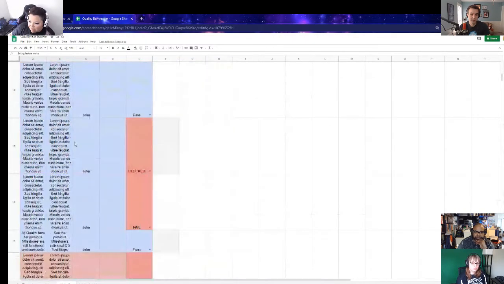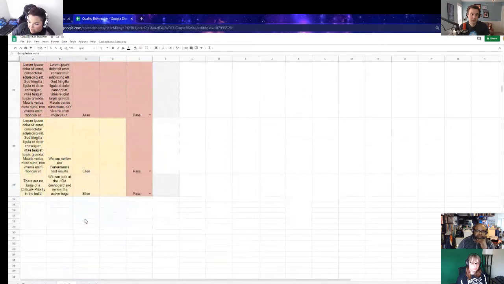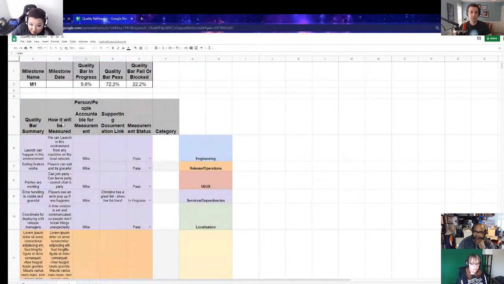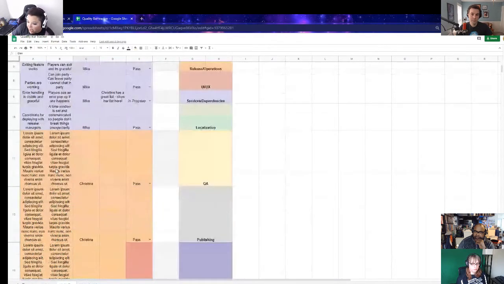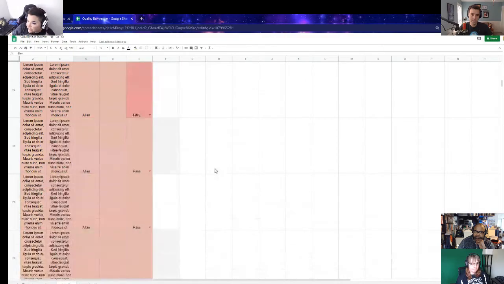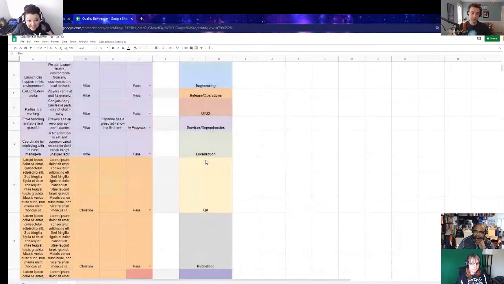Whereas we have lots of different folks who are doing other things, right? Like Ellen owns the fact that there are no bugs of a critical or higher priority. And this is how she's going to measure it. And we have someone else who's looking at the performance test results. Right. And so everything is color-coded, and this allows for people to put in what matters to them.